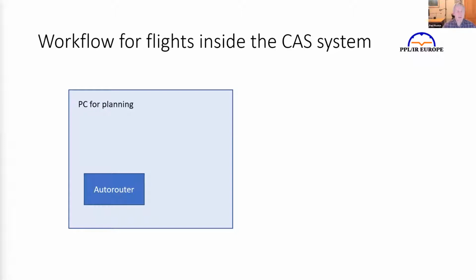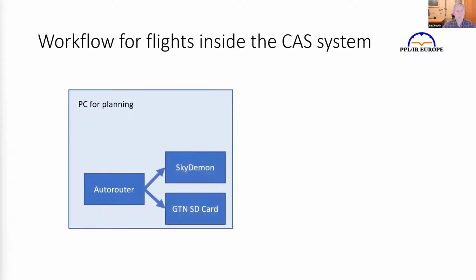AutoRouter generates the route for me, and I can send that both to Skydemon, I'll show you how to do that, and to the GTN. I can put it on the SD card that's going to plug into the GTN. So that means that on both the moving map displays I've got exactly the same route, and it was really easy for me to get it there.